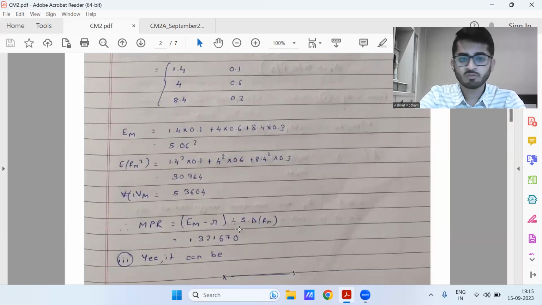1.321670. Note that for most of the cases, I've tried to use at least 6 decimal places. In case you want to use the exact one, feel free to do so. Even full marks are awarded in case you use 3 or 4 decimal places. But as a best practice, I always advise to use at least 6 decimal places for your intermediate calculations.